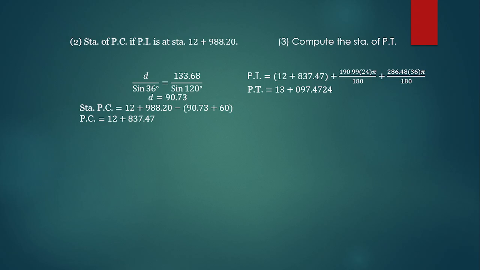In computing the station of PT is equals to 12 plus 837.47 plus 190.99 times 24 times pi over 180 plus 286.48 times 36 times pi over 180. So PT is equals to 13 plus 97.4724.